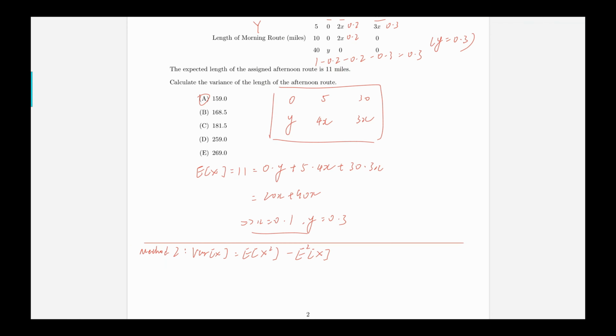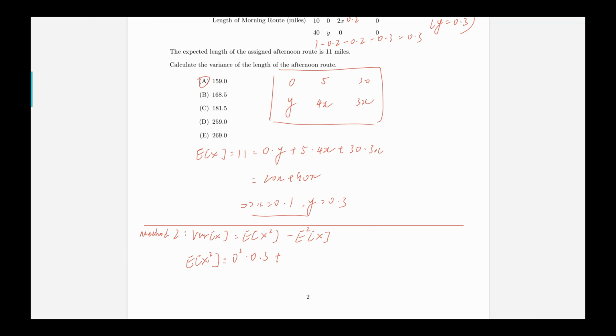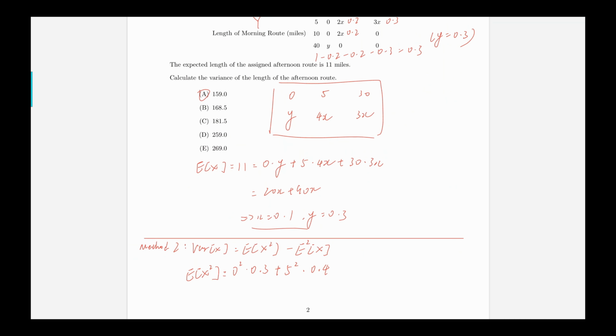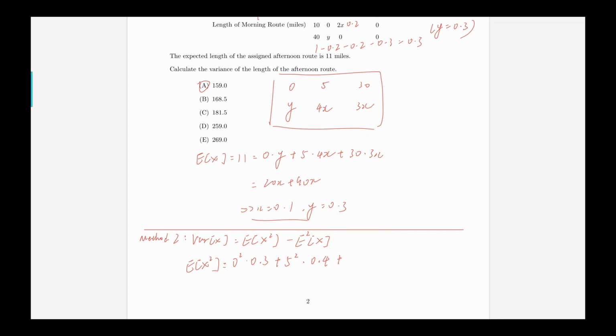So actually let's find E[X squared] first. So this is simply going to be 0 squared times 0.3 plus 5 squared times 0.4. So 0.2 times plus 0.2 equals 0.4. And finally, 30 squared times 0.3. And you guys should get the same answer of 159.